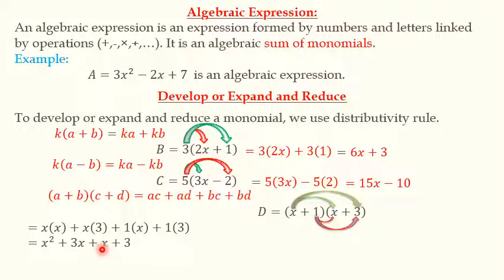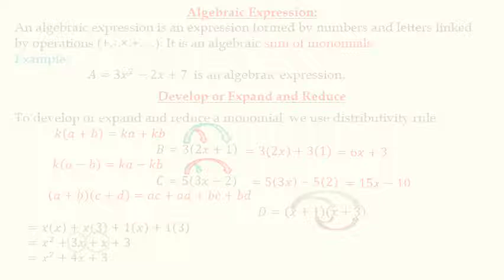We have 3x plus x. It's the same as 3 apples plus 1 apple or 3 marbles plus 1 marble. The result will be 4 apples or 4 marbles. When I say 3x plus x, it's 4x. I simply add the coefficients. And we have the constant, which is plus 3. So the answer of expand or development of x plus 1 into x plus 3 is x squared plus 4x plus 3.